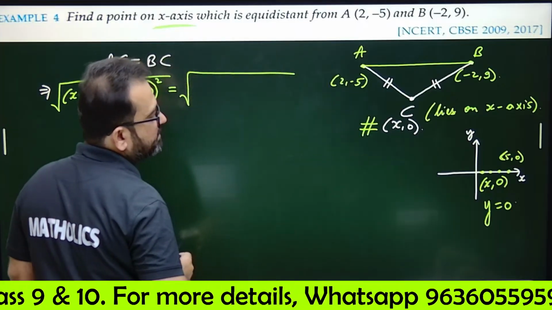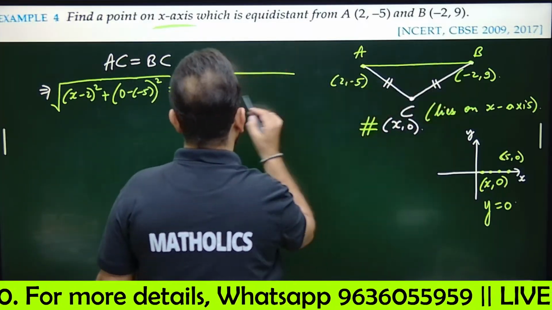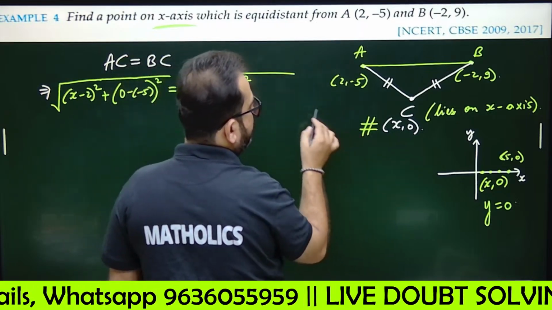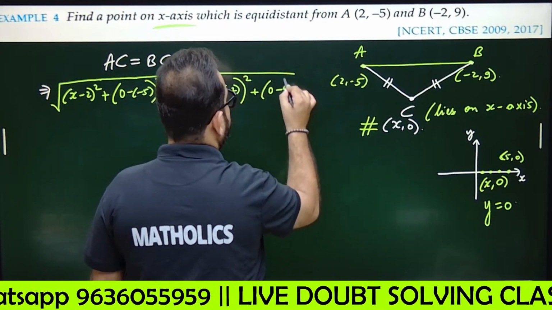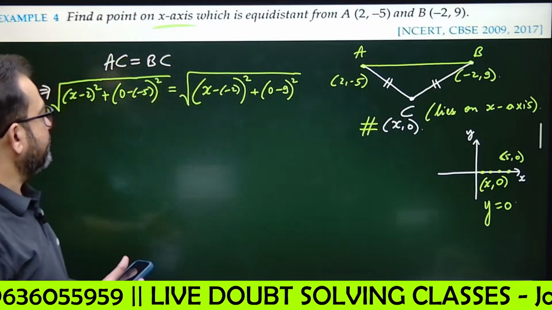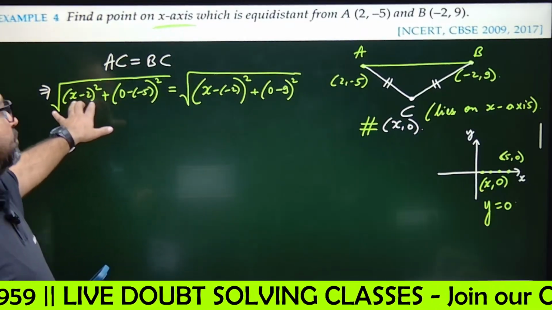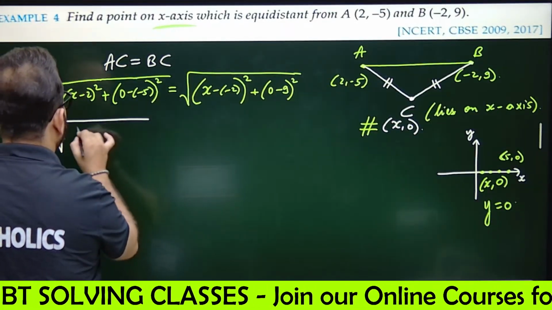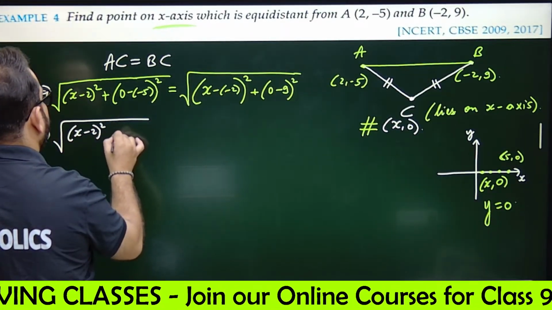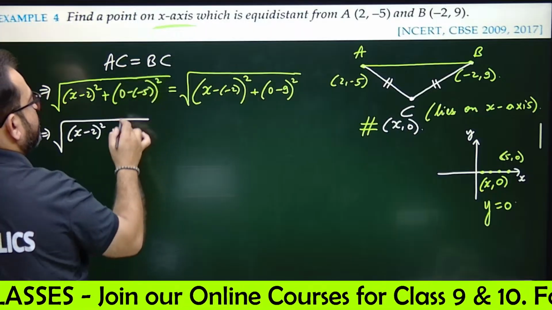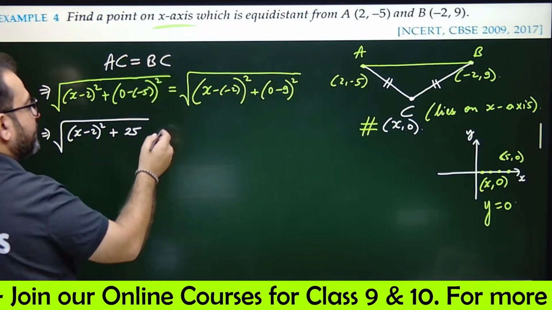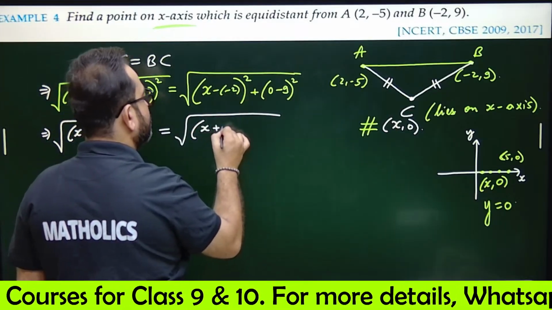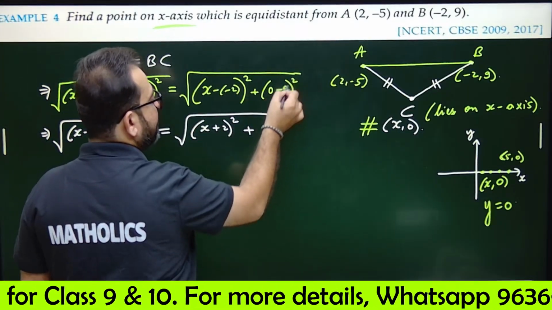And under root of BC, what is BC? BC is (x minus minus 2) whole squared plus (0 minus 9) whole squared. Clear? So it will be nothing but under root of (x minus 2) whole squared plus 5 whole squared, which is 25, equals under root of (x plus 2) whole squared plus (minus 9) whole squared, which is 81.